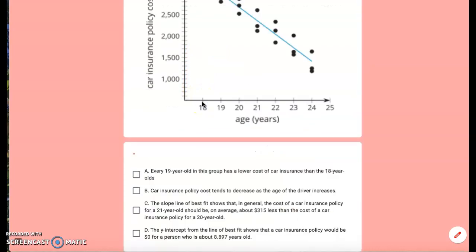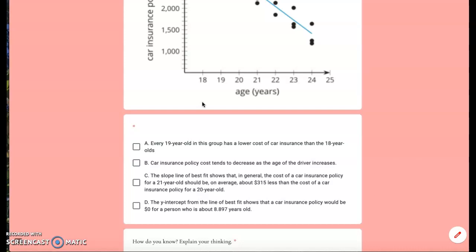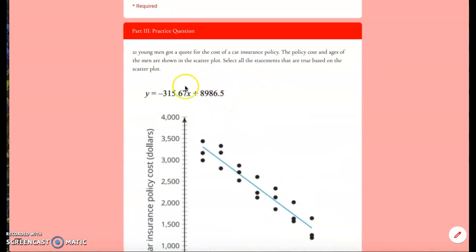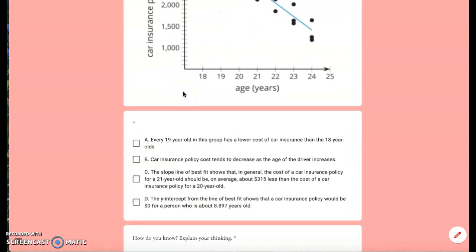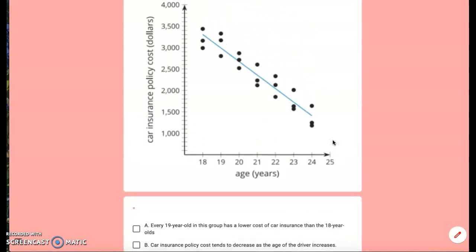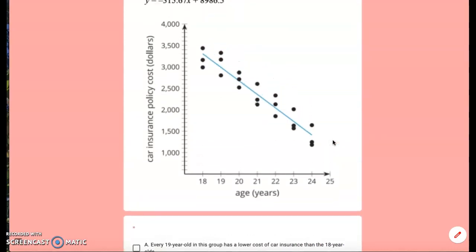Okay, so let's go through the statements one by one and see which ones make sense with the information we have based on the equation and the graph. The first statement says, every 19-year-old in this group has a lower cost of car insurance than the 18-year-olds. Interesting. Each individual scatter point here represents a person, which could be helpful to think about.